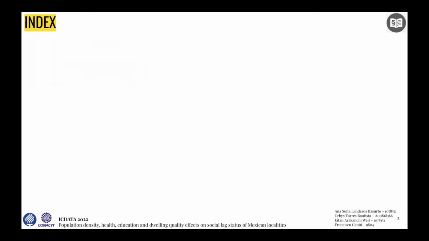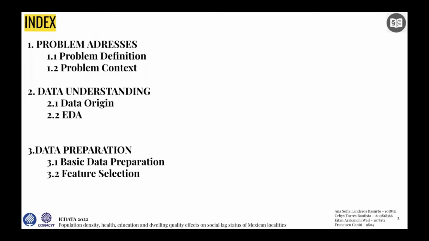Hi, my name is Eitan Aracanchi. So in this presentation, we'll be first talking about the problem which will be addressed, what is the context of this problem. Then we'll make a data understanding of where the data came from and making an exploratory data analysis to better understand it. Then do a basic data preparation like removing missing values and checking on the data types, and then making a feature selection to understand what is the contribution of each factor to explain the social lag index of each locality.